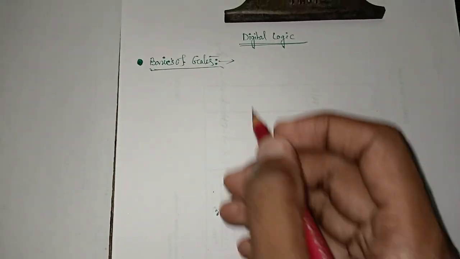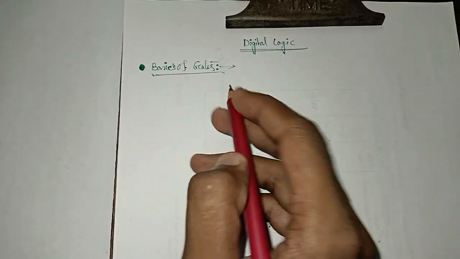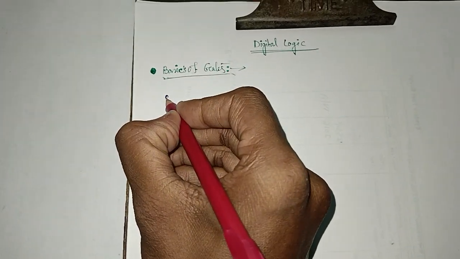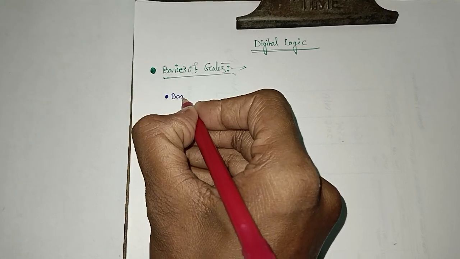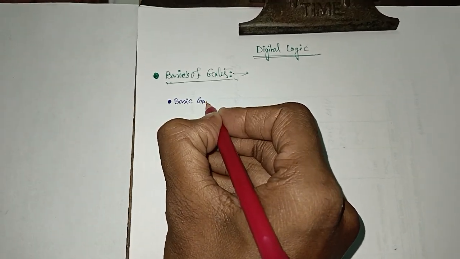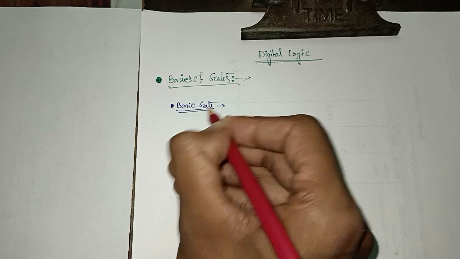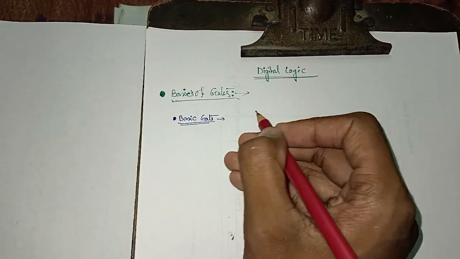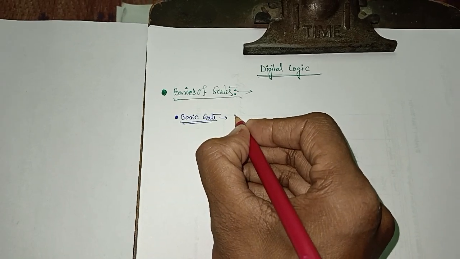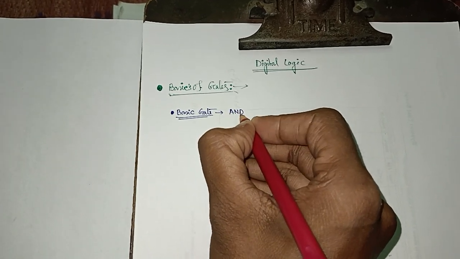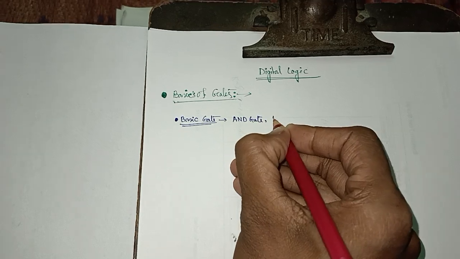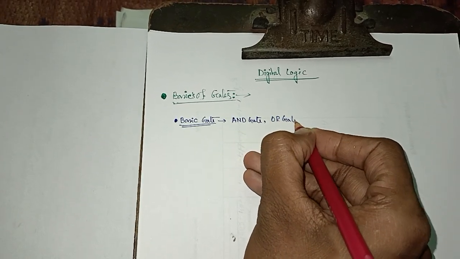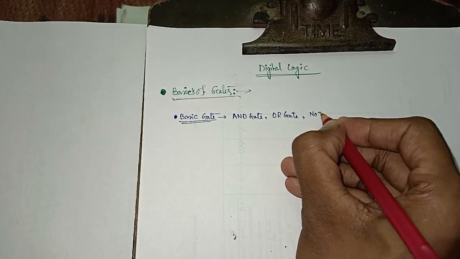So today we are starting digital logic, the basics of gates. So we have the basic gates. Basic gate means from these gates we can implement all other gates. For the basic gates we have the AND gate, the OR gate, and the NOT gate.